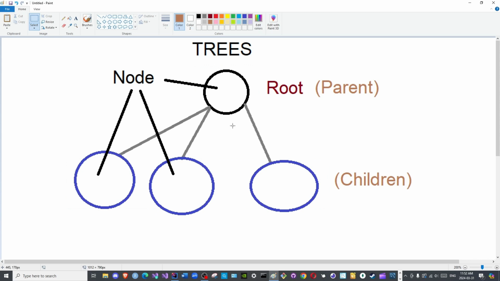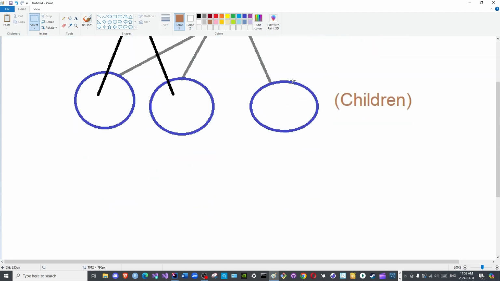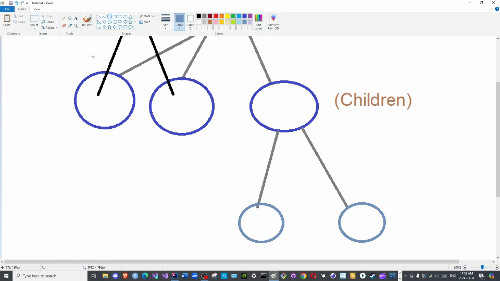You could extend the tree even further. These could have children of their own. So this could have, I will use gray here, this node could have 2 children. I will use this color. 1, 2. This node could have 1 child. The number of nodes depends on the program you are developing. This node may not have any children.